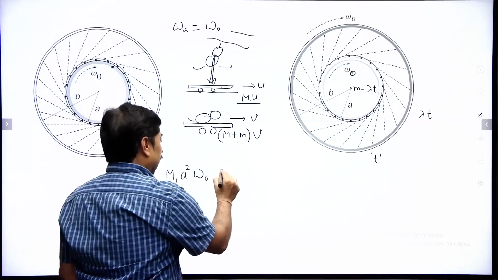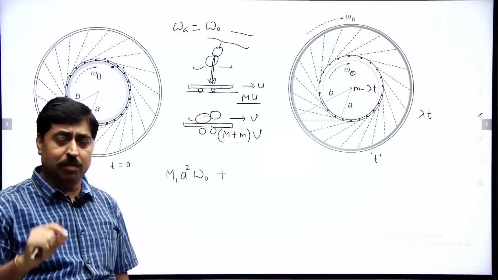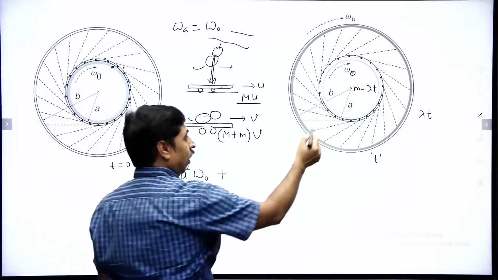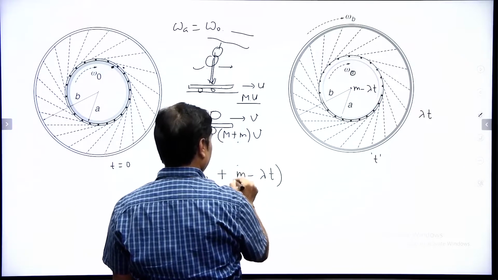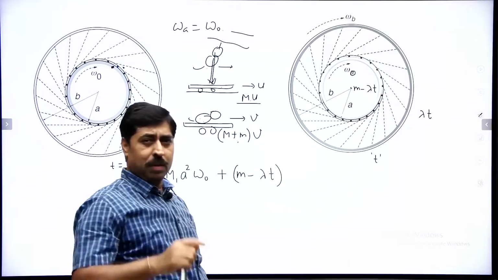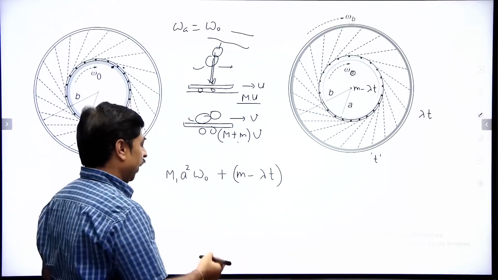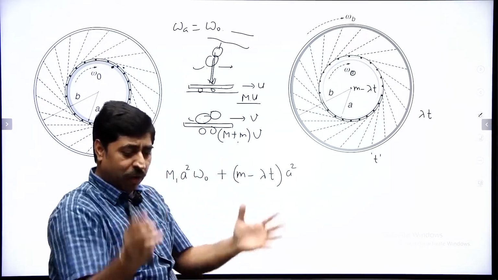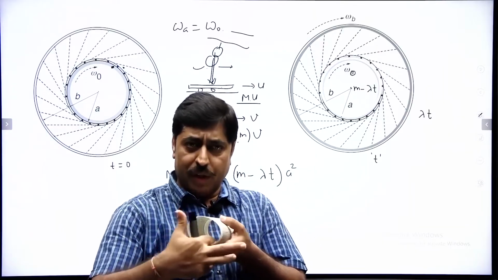Now there is some sand on the inner drum, right? How much sand is there on the inner drum right now? M minus lambda t. Because this sand is spread uniformly on the surface of the drum, the sand is also a kind of drum. So its moment of inertia will be m into a square. The layer of sand is also forming a drum of radius a only here.